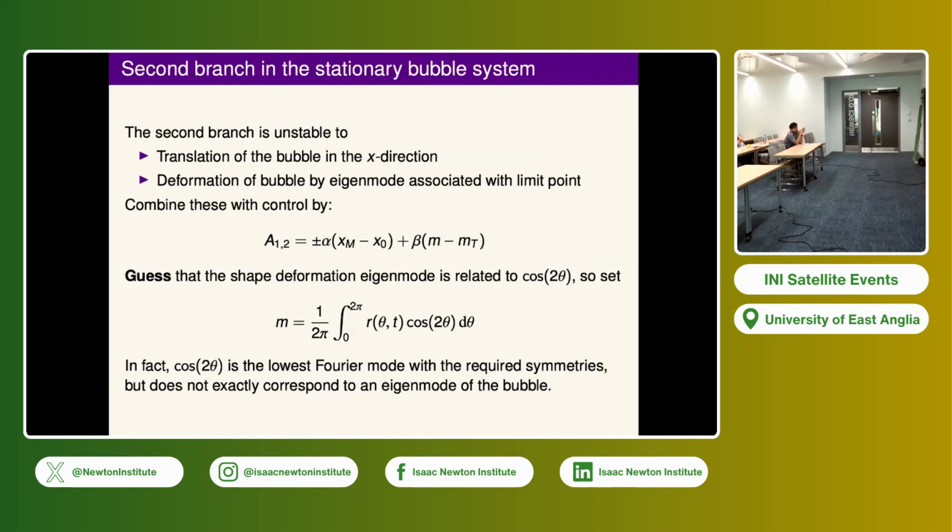Okay, so the second branch is still unstable to translation of the bubble in the x direction. And it's also unstable to the deformation of the bubble between these 2 symmetric states, so just deformed and even more deformed. So I can just linearly superpose my linear controls and say, this is the one I had before, which is just controlling the centroid. And then I'm going to have another constant beta times the shape of the bubble minus the target shape.